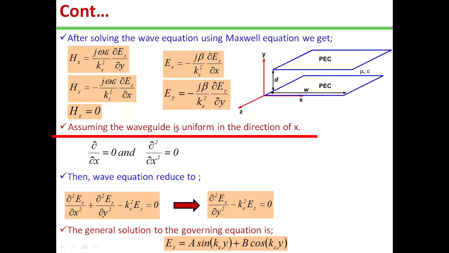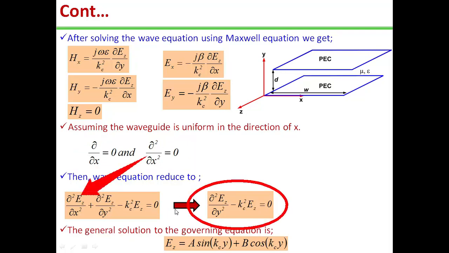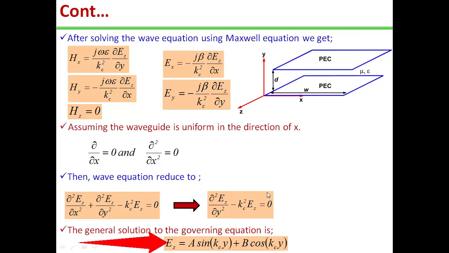Assuming that the waveguide is uniform in the x direction, del by del x is equal to 0 and del square by del x square will also be 0. After this assumption, the wave equation for the TM mode reduces to del square Ez by del y square minus Kc square Ez equal to 0. The general solution of this equation is Ez equal to A sin Kc y plus B cos Kc y, where A and B are constants, and we find these values by applying boundary conditions.